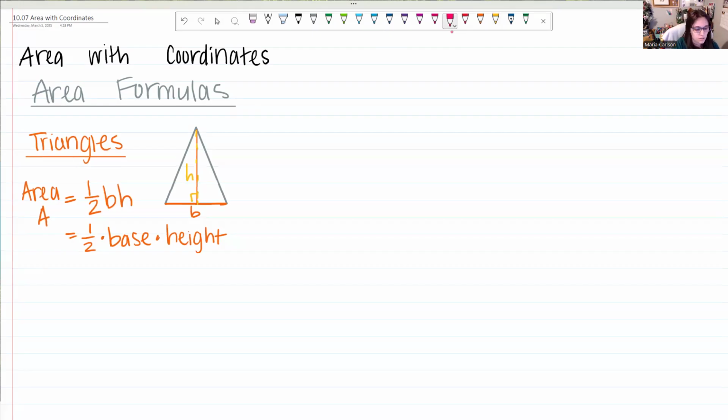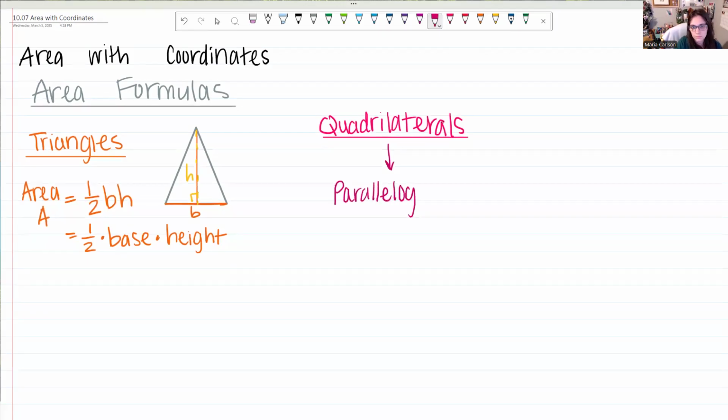Quadrilaterals, we have a couple different types of those. Now, in general, for a quadrilateral, area is just base times height, but it has some variations depending on the type of quadrilateral. So first, let's talk about parallelograms. In a parallelogram, we have two sets of opposite sides that are parallel, and the area is simply base times height.